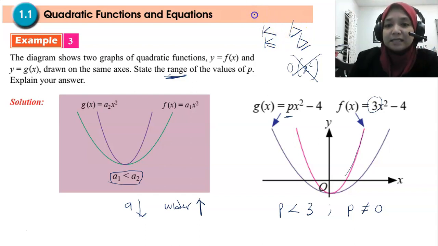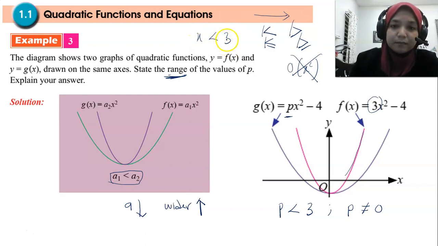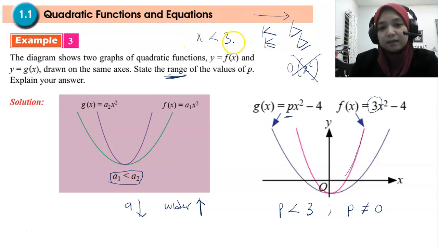Dan maths kita mesti baca from left to right. Kalau letak X less than 3, jangan pula buat 3 lebih besar daripada X pula. Memang betul lah tu, 3 lebih besar. Cuma cara baca, X less than 3.